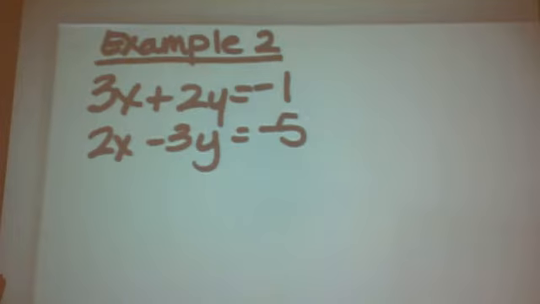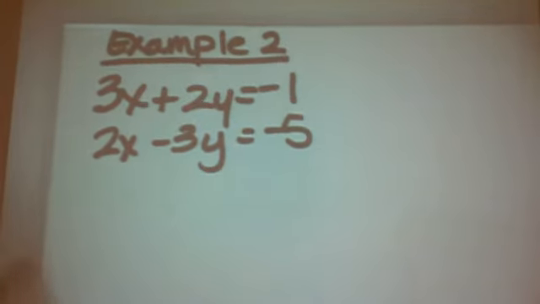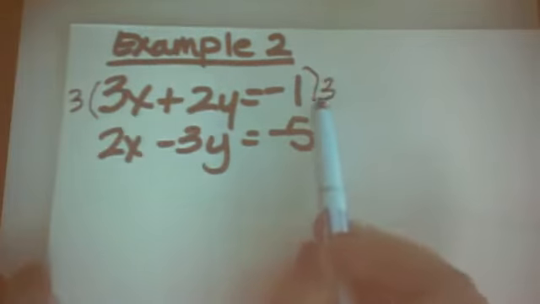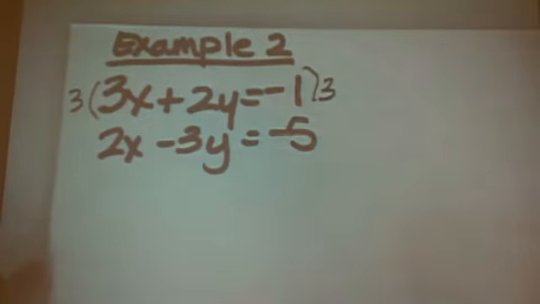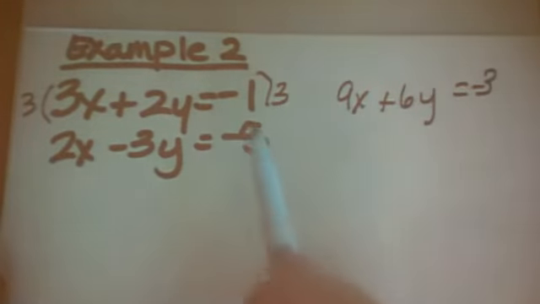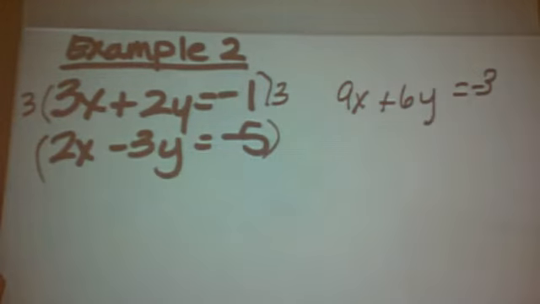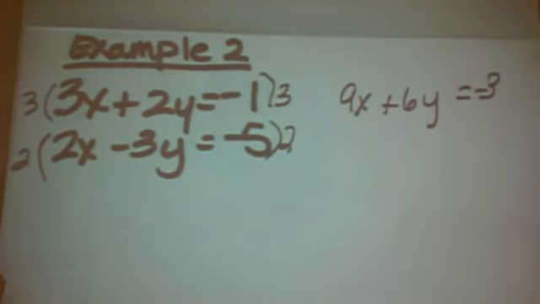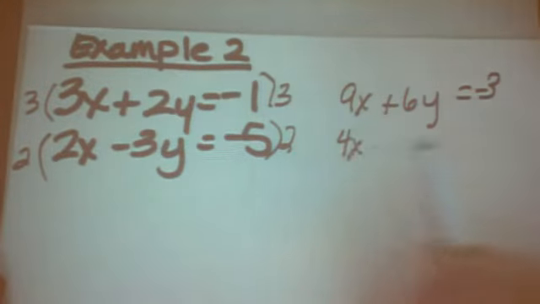So when I look at the 2 and the 3, a good common denominator would be 6. So to get each one of those to 6y, I have to take the first equation and on both sides multiply by 3. So that'll give me 9x plus 6y equals -3. The second equation, to get it to a 6, I need to multiply by 2. So again, keep everything balanced, do it to both sides. So I end up with 4x minus 6y equals -10.